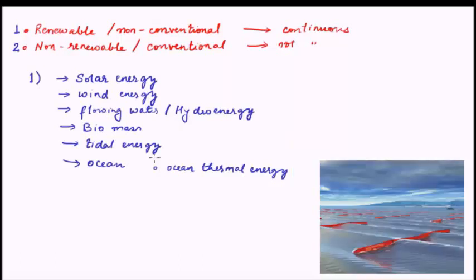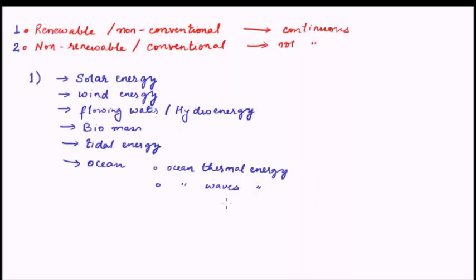A second way is wave energy. Oceans produce continuous waves. There are a lot of waves being produced by the ocean, and these waves are a source of energy, as in they can be used to run turbines and produce energy. Therefore, wave energy can also be utilized and is a renewable source of energy.